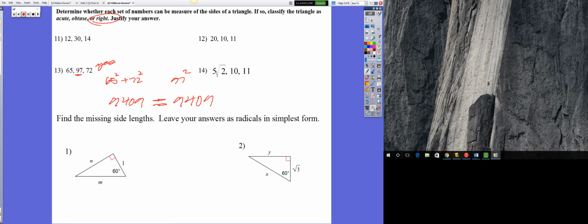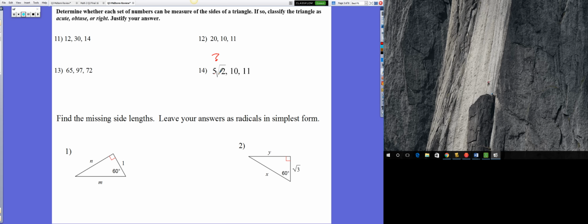Okay, 14. Who knows what this number is? 5 times the square root of 2. You got to do that on your calculator. 5 times square root of 2, because we get a better idea if we look at the decimal value probably on square roots. So 5 square roots of 2, that's like 7.07. So it's in between 7 and 8. So it's some crappy decimal. Okay, that means 11 is the biggest. And if I add 10 and 7.07, that's like 17. That's bigger than 11, so it is a yes. So 11 is the biggest side.